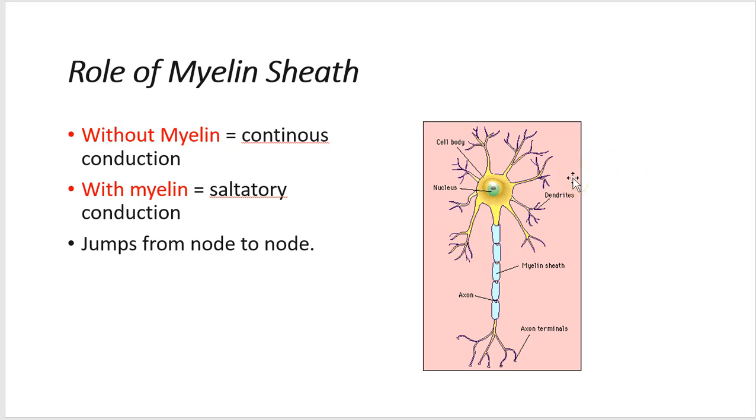All right, so what role does the myelin sheath play in this process? Here's an example showing you the myelin sheath, and you remember the nodes of Ranvier in between the myelin sheath.